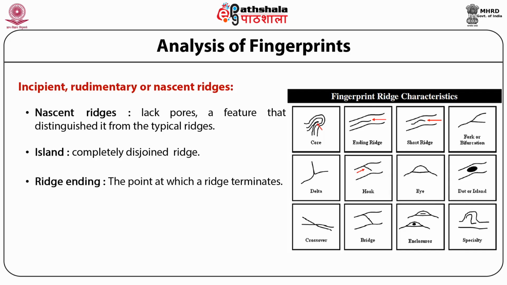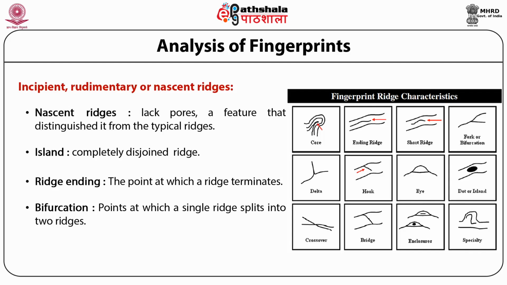Ridge ending, or end or termination, can be understood as an abrupt stop in the course of a ridge. Bifurcation or fork: it is a ridge that may branch, forming a bifurcation or fork-like structure.